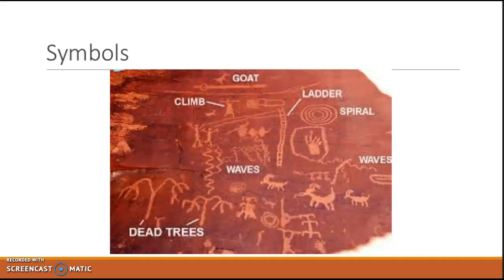Here's another image of some symbols. There's multiple on one carving. It didn't specify whether or not this was a story or a map, but it looks to me like it could be a map. You can see where there's waves, so there's obviously some sort of water here, and then a ladder, some more waves, climbing, dead trees. So new settlers who are moving to that area or passing through could see what was coming up ahead.